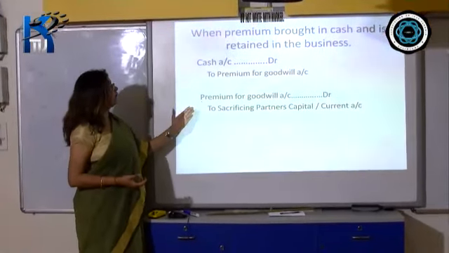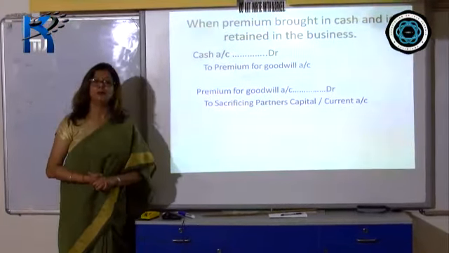Now this premium will be distributed amongst the old partners in their sacrificing ratio. The entry goes as premium for goodwill account debited to sacrificing partners' capital account or current account. Now there are two situations, either capital or current. In case the capitals are fixed, we do the entries through the current account. If the capitals are fluctuating, we do the entries through the capital account. So the goodwill brought in by the new partner will be distributed amongst the old partners in their sacrificing ratio. So these are the two entries.